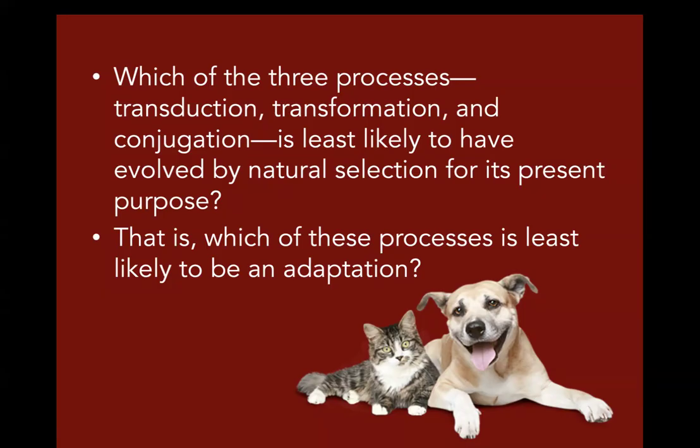Conjugation clearly evolved for the function of exchanging genetic material. Transformation definitely helps the bacteria pick up the raw materials to make more DNA and to repair its own DNA, so it's sort of doing what it's supposed to be doing. But transduction is least likely to evolve for the purpose of exchanging DNA. It just happens to happen that way sometimes.